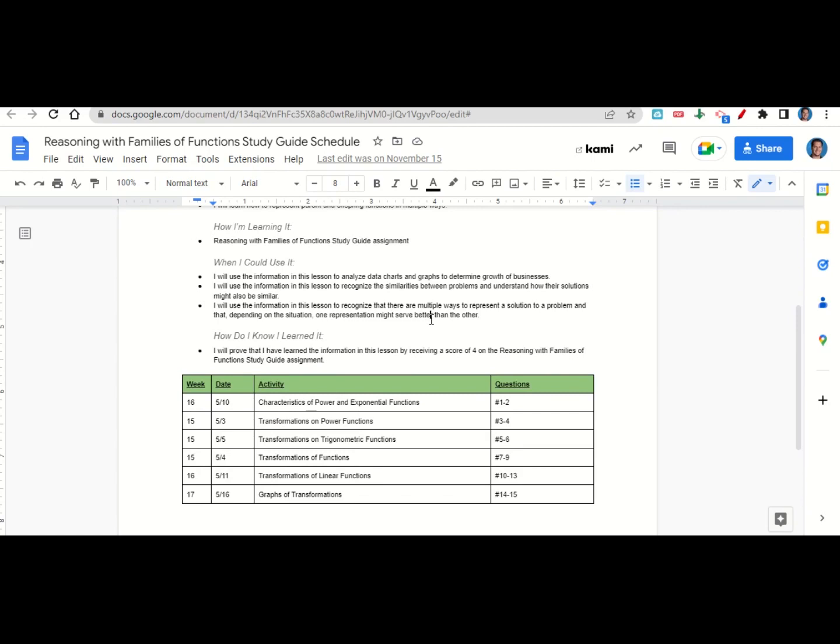By the 5th, you should be able to complete questions 5 through 6 on transformations on trigonometric functions. By the 4th, you should be able to complete questions 7 through 9 on transformations of functions. By the 11th, you should be able to complete questions 10 through 13 on transformations of linear functions. And by the 16th of May, you should be able to complete questions 14 through 15 on graphs of transformations.